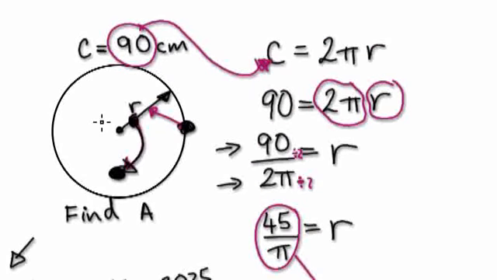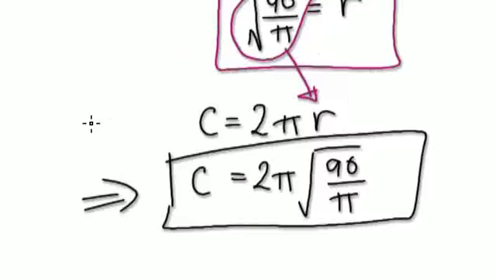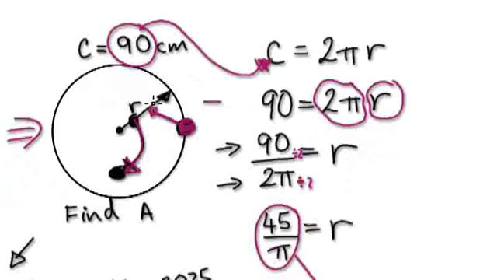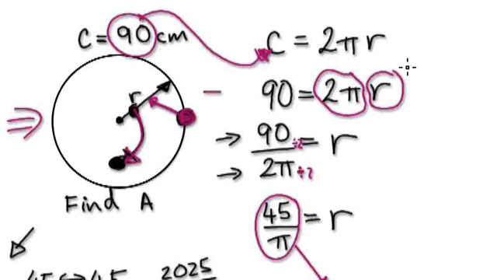So if you're given the circumference, you've got to jump to the radius, and then from the radius jump to the area. This second problem is a lot harder than the first one. The first one, you're given the area, and you have to find the circumference. So this direction is easier to do than the second one. From the area to C is easier than from C to the area. This type of problem is a lot harder.